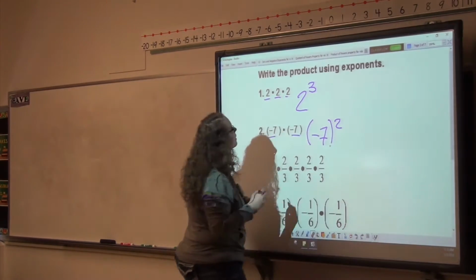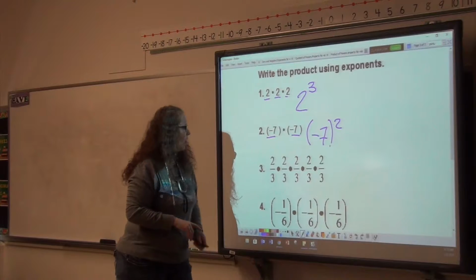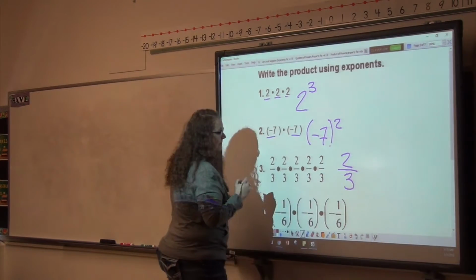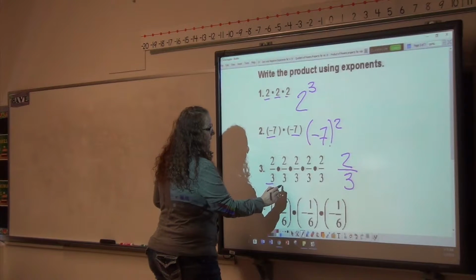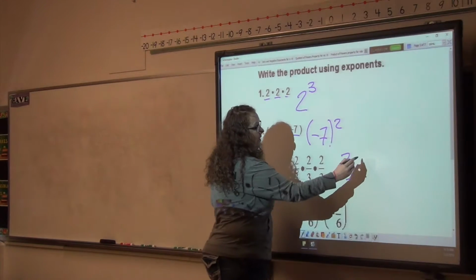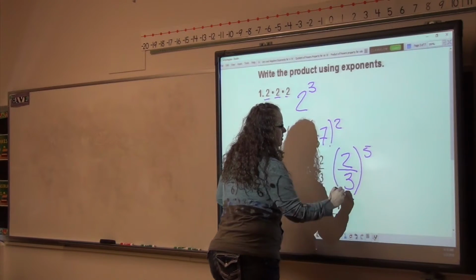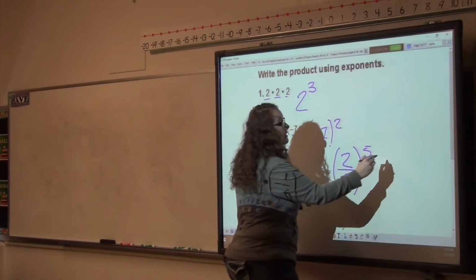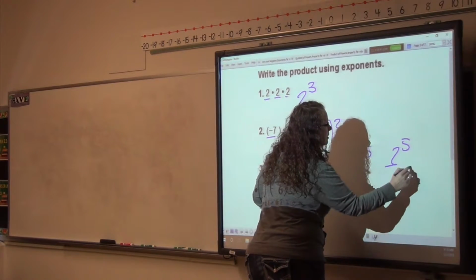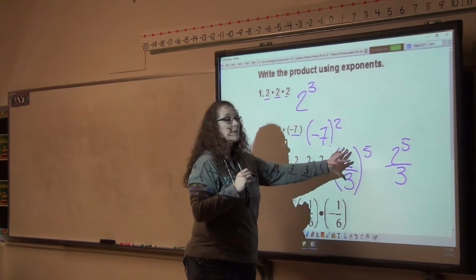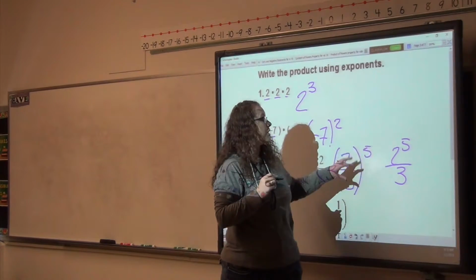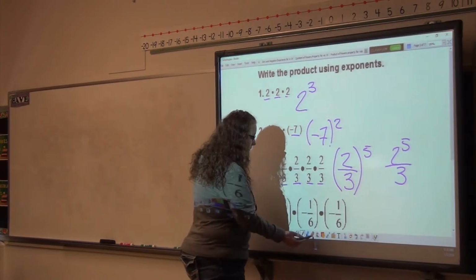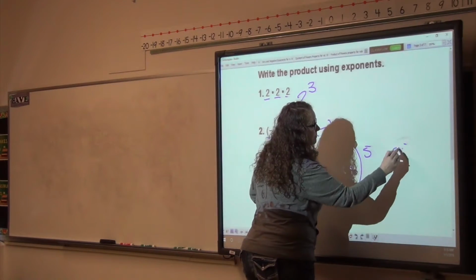Okay. All right, this one here, 2/3. 2/3 is my base, and the number of times that it's multiplied, or my exponent, is 5. When I do fractions, or when you do fractions, you also need to put them in parentheses, because this is very different than that. This one means you're squaring the entire fraction. This one means you're only squaring the numerator, so make sure you are very specific in your notation.